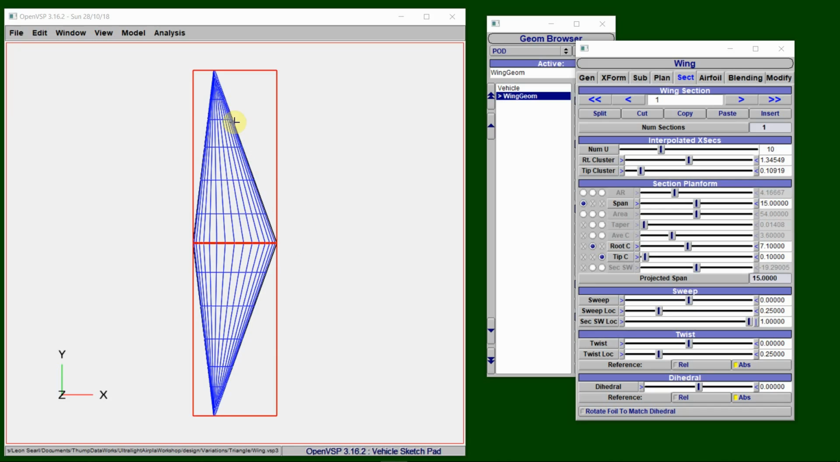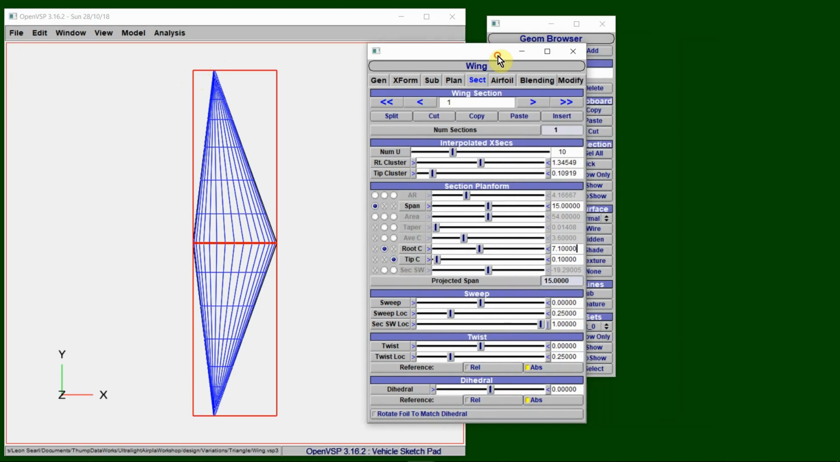One of the issues that our lattice solver has is that you can't have a 0 chord wingtip. It'll crash the solver. I believe that's because there's a divide by 0 error. But we can make it very small and still have it work. What I've done then is I've gone in to the section for the wing and I set the wingtip to 0.1 feet. So it's pretty small, just a little bit over an inch. And the root is 7.1, so that gives us our average chord of 3.6.